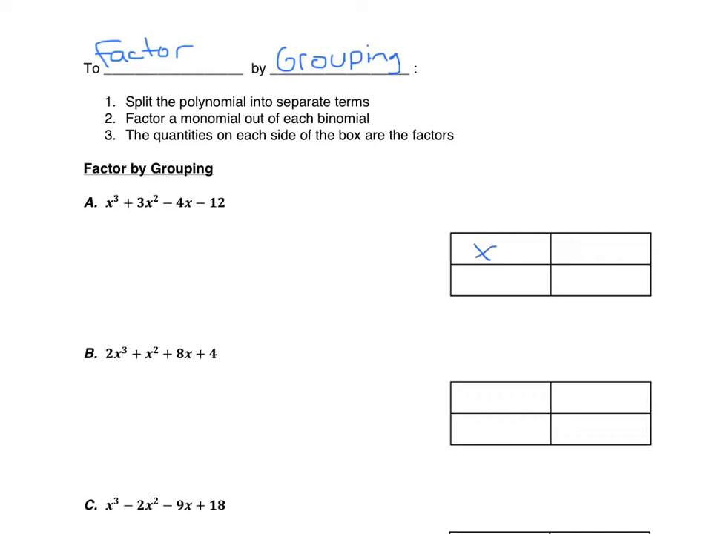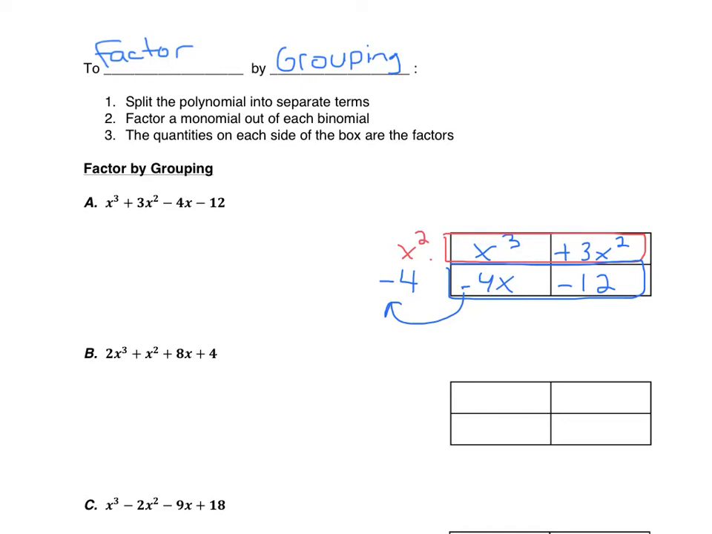So we have x cubed, a positive 3x squared, negative 4x, and a negative 12. If I'm looking at the first row, these two, I'm looking at what's in common, and they both have an x squared in common. And then I'm going to look at the next row and see what they have in common, and they both can be divided by 4, and this negative sign makes this a negative 4.